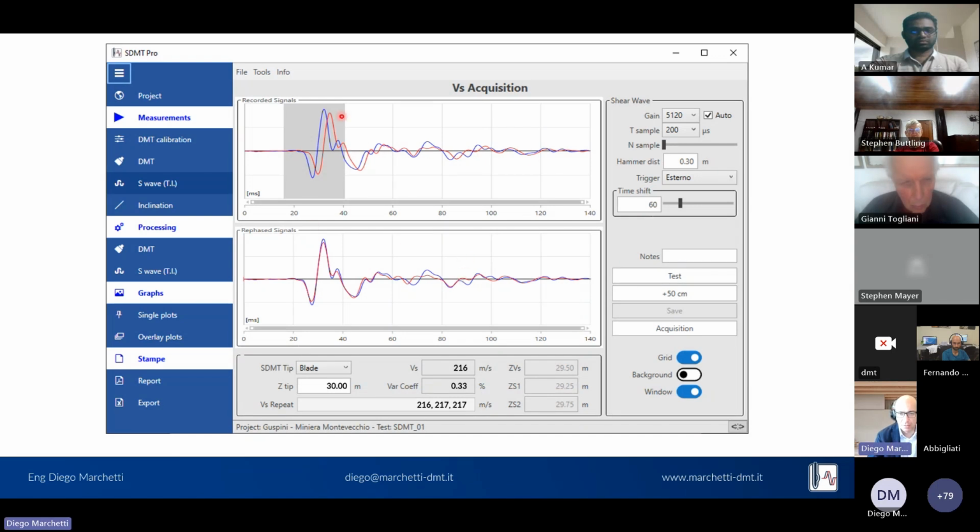The software will simultaneously and rapidly evaluate the delay in the arrival of the blue and the red wave and provide the shear wave velocity in real time, in this case 216 meters per second. Repeating the measurement, for example, at 30 meters for 3 times, provides, in this case, as in many other cases, a variation coefficient that is very, very low.